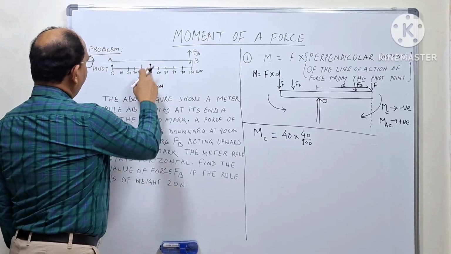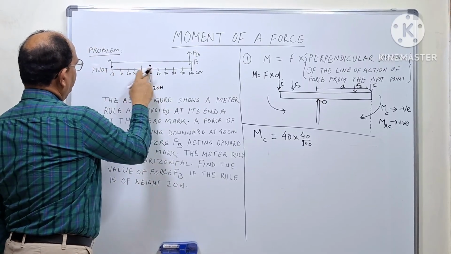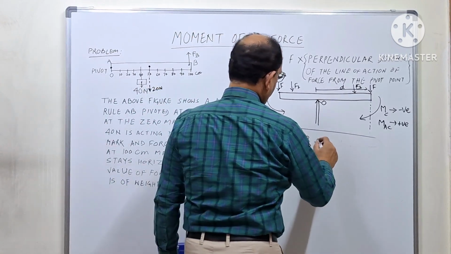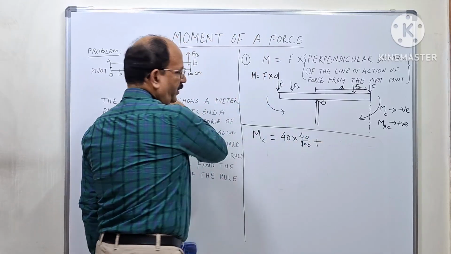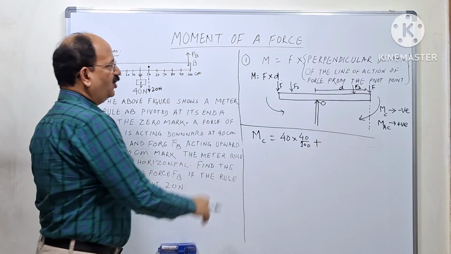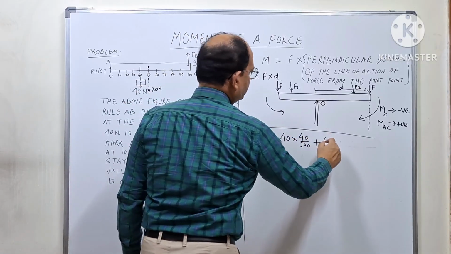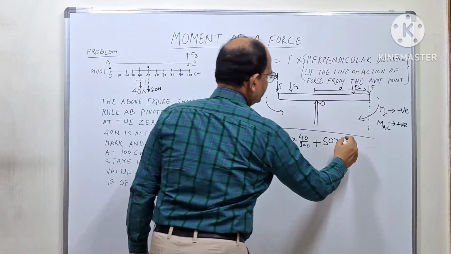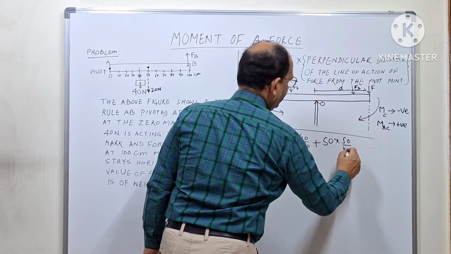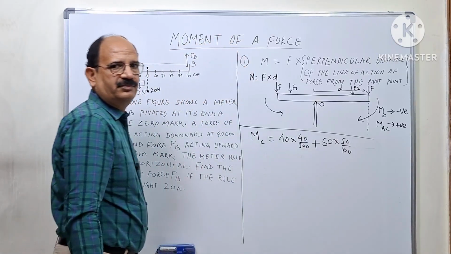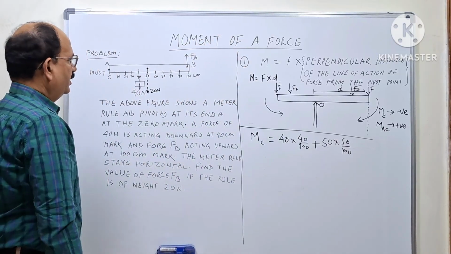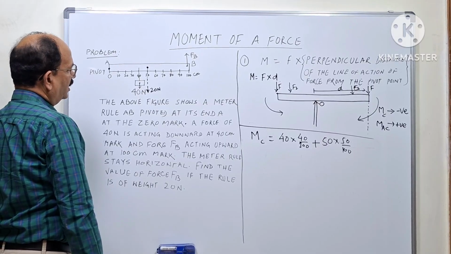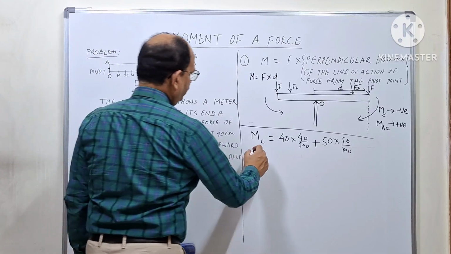And what is the distance of line of action of force from the pivot point? This is 50 centimeter. So this will also be a clockwise moment. And the value of that clockwise moment will be the force multiplied by the perpendicular distance, which is 50 by 100 meters. Okay. Now, let us calculate the total anti-clockwise moment.